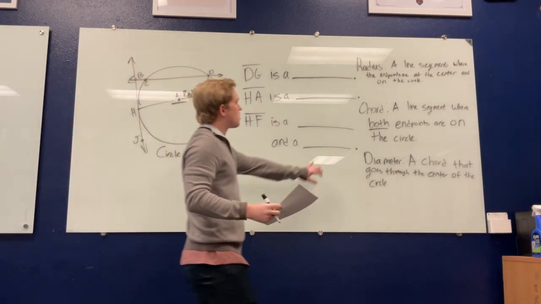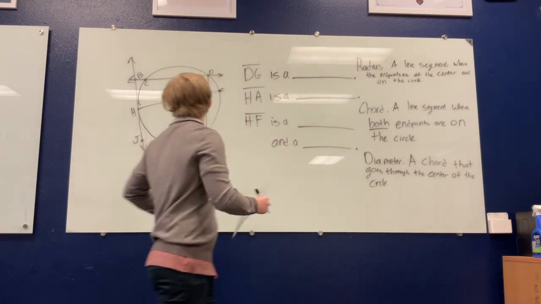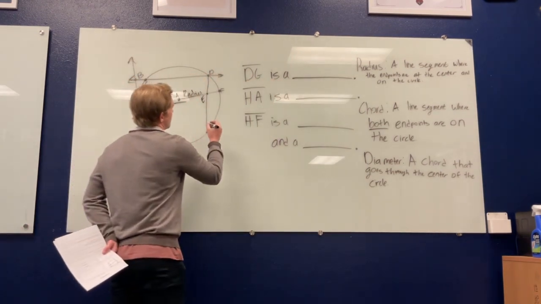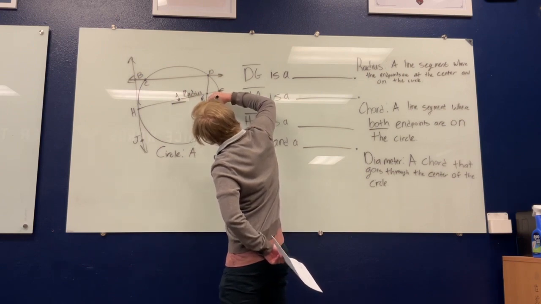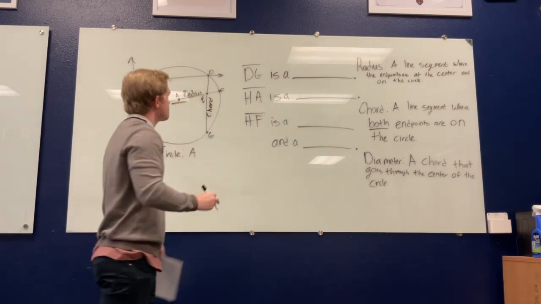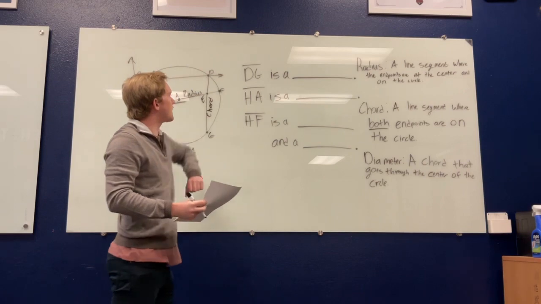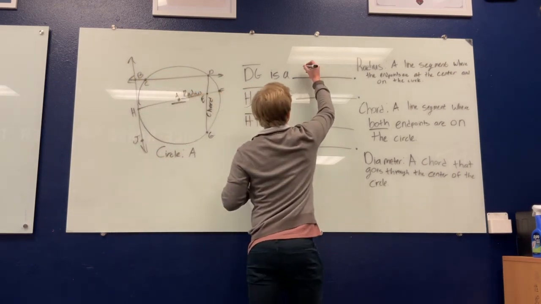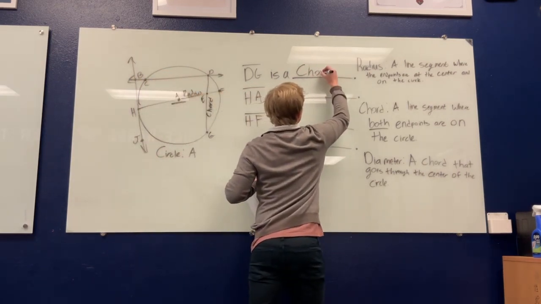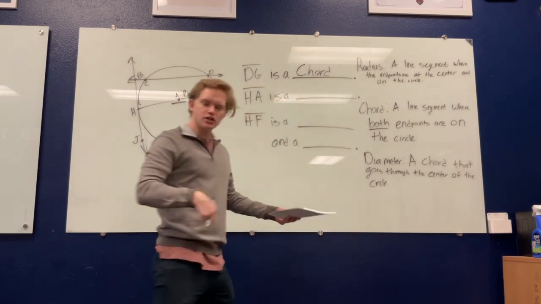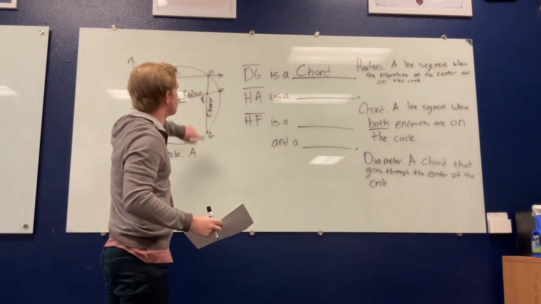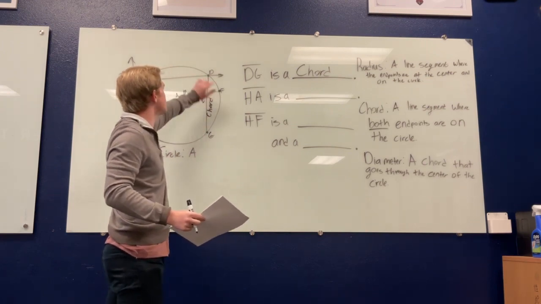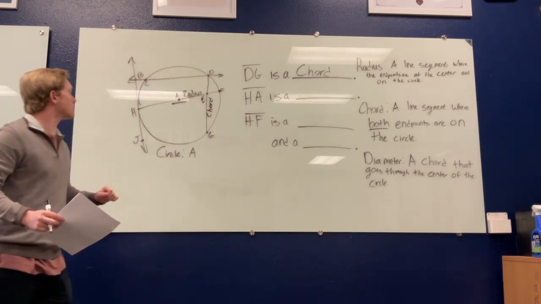Additionally, we can also have a chord where both endpoints are on the circle. That could be something like DG. So DG is a chord, right? Look at that up here. We're looking for line DG, and we see that that is a chord. It's not like a guitar chord, but we call a chord a line segment where both endpoints, see how G and D, are on the circle.